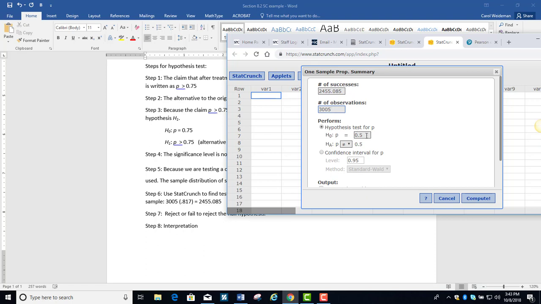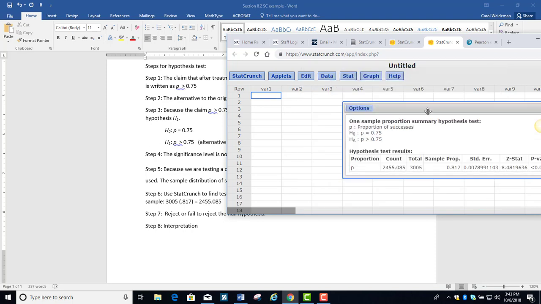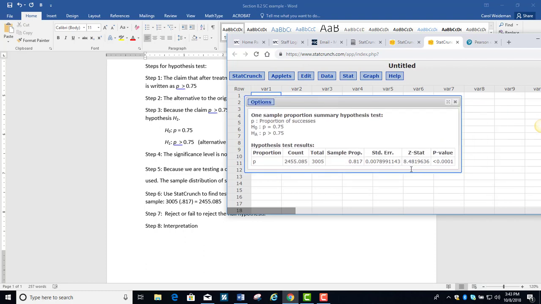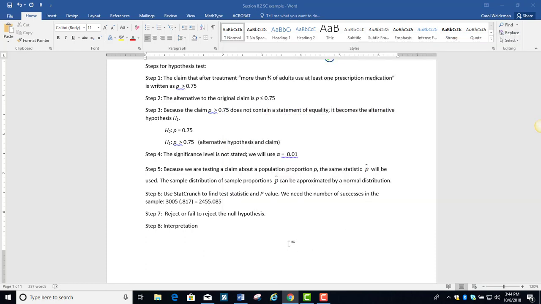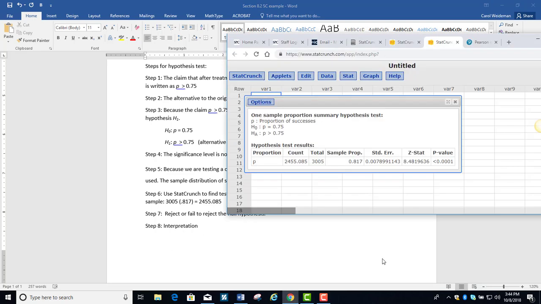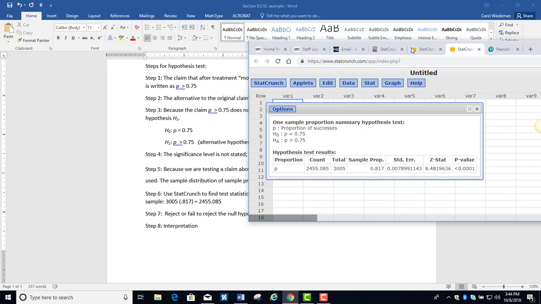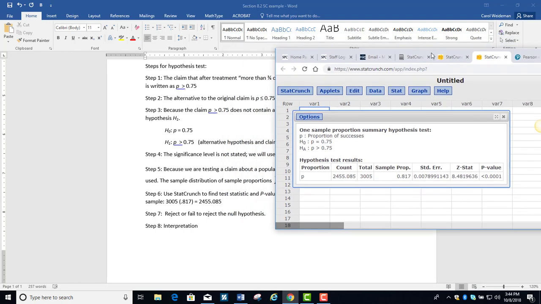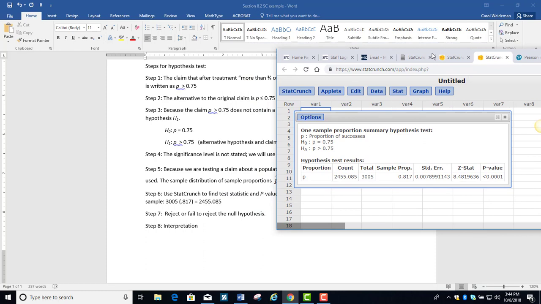We're doing a hypothesis test, p equal to 0.75. The alternative was greater than 0.75, and we're going to compute. And so here we have our test statistic is 8.48 with a very small p-value, p less than 0.0001. So do we reject or fail to reject? We're going to reject the null, and we're going to conclude that we have sufficient evidence to say the proportion of adults taking at least one prescription medication is greater than 75%.